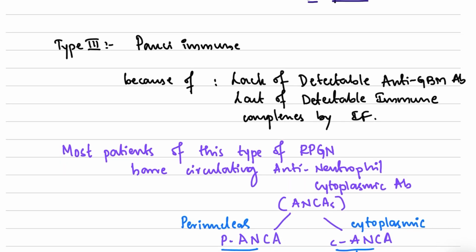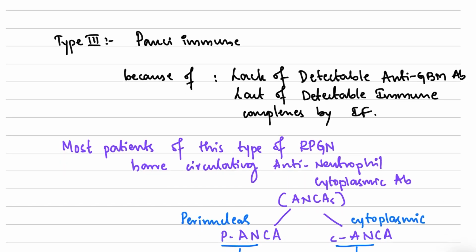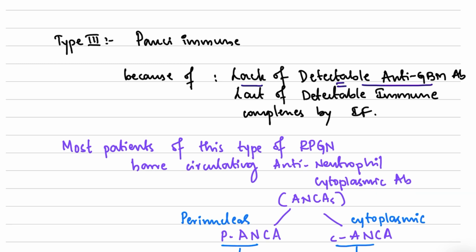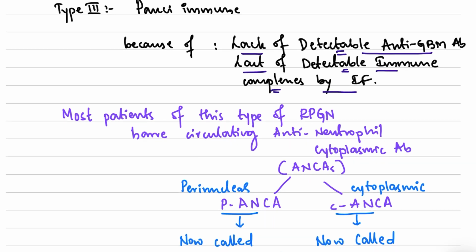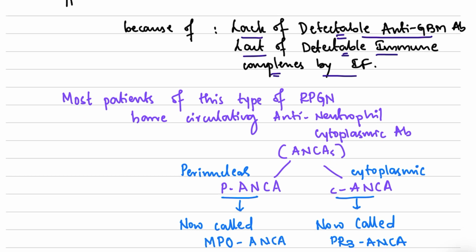Type 3 is pauci-immune. In the type 3 pauci-immune type, there is a lack of detectable antibodies. There are no anti-GBM antibodies and no detectable immune complex formation. So what is this pauci-immune? In the pauci-immune type, we generally find ANCAs in the blood. What are ANCAs? Anti-neutrophil cytoplasmic antibodies.